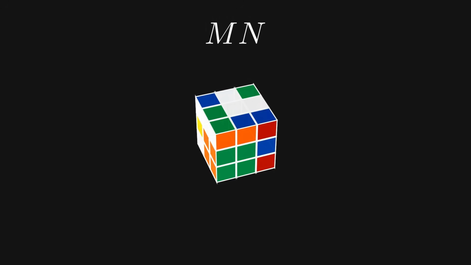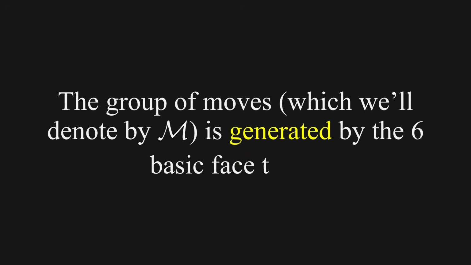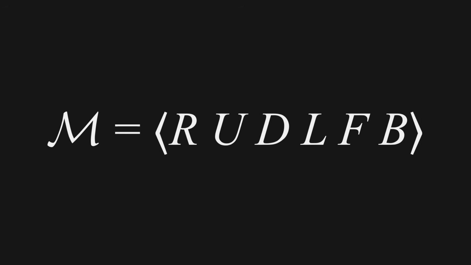An important property the group of moves satisfies is that it's generated by the 6 basic face turns. Formally, a group G is said to be generated by one of its subsets E if all its elements can be written as a finite combination of elements of E and their inverses. And by definition of a move, this is very clearly the case. We'll denote the inverse of the basic face turns with the same letter, but with an apostrophe.